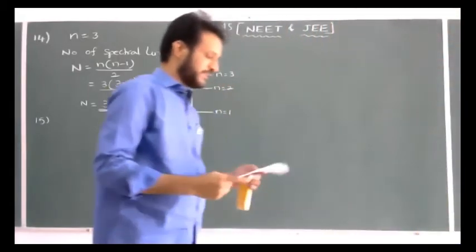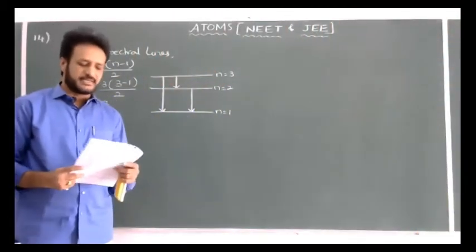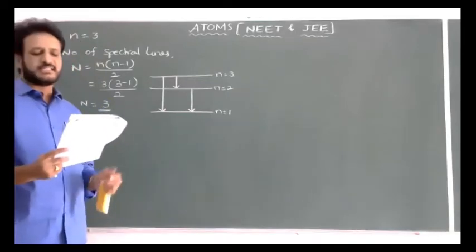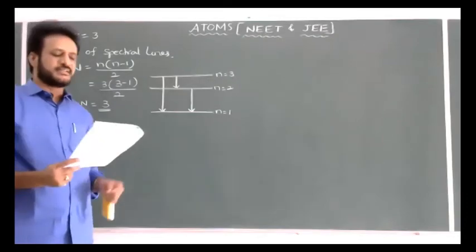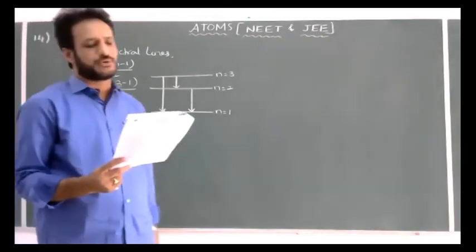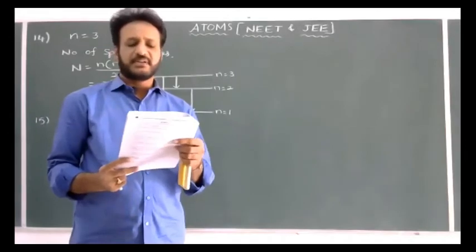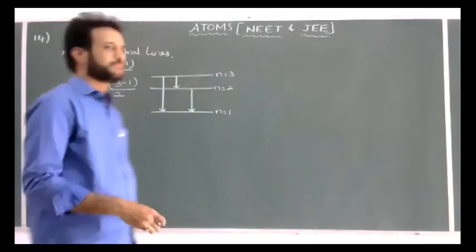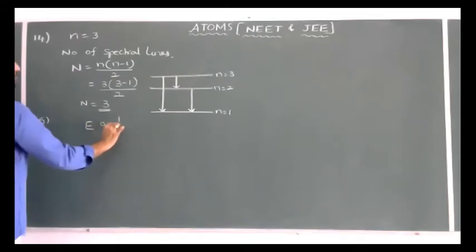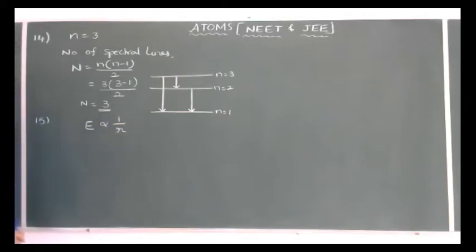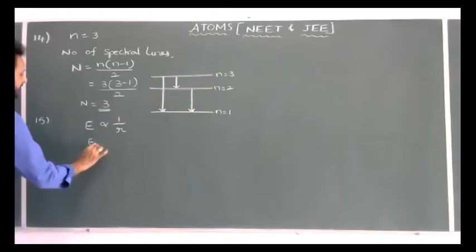Question number 15. The orbital radius of the electron in the hydrogen atom changes from r to 4r. The energy of the orbital electron will change from E to E2. Here, generally, we should take the energy and radius relation: energy E is proportional to 1 by r. Here the radius changes from r to 4r, then how the energy changes is asked. So we should write E2 by E1.